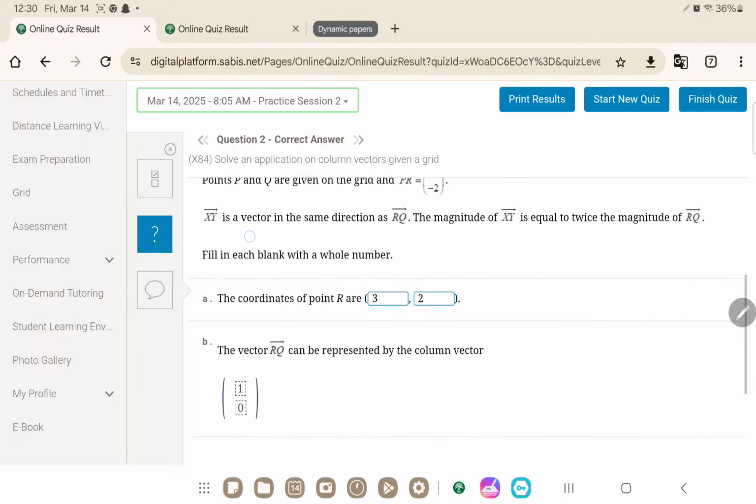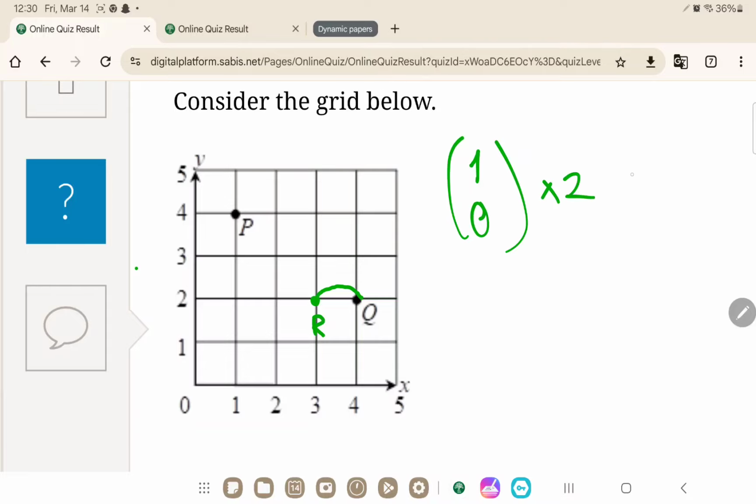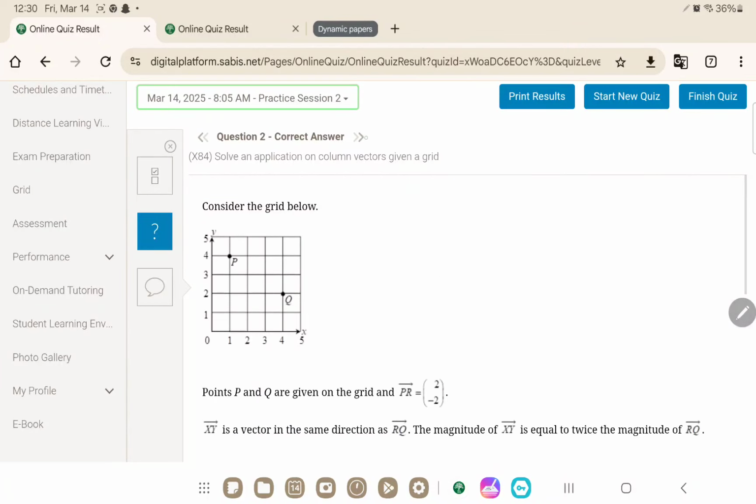Moving on. RQ can be represented by a vector. So if this is R and this is Q, how do you move from R to Q? You move 1 to the right, but nothing up or down, so it's 1, 0. And the last part is telling you to find the column vector of XY, and they told us XY is 2 times RQ. So if this is RQ times 2, it would give you 2, 0, and that's XY. Moving on.